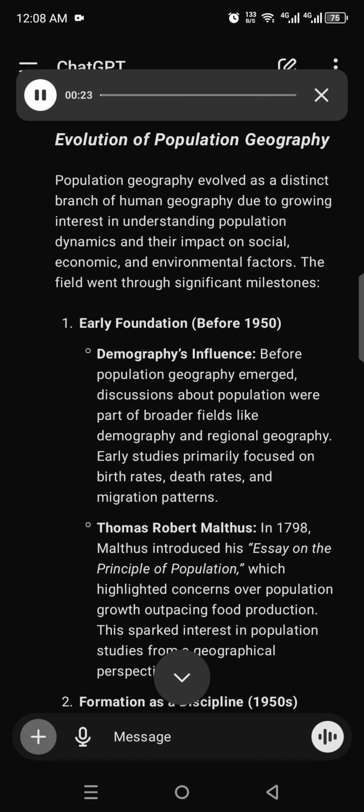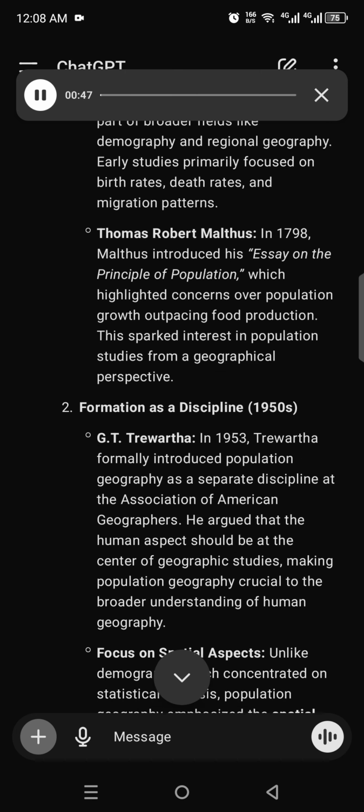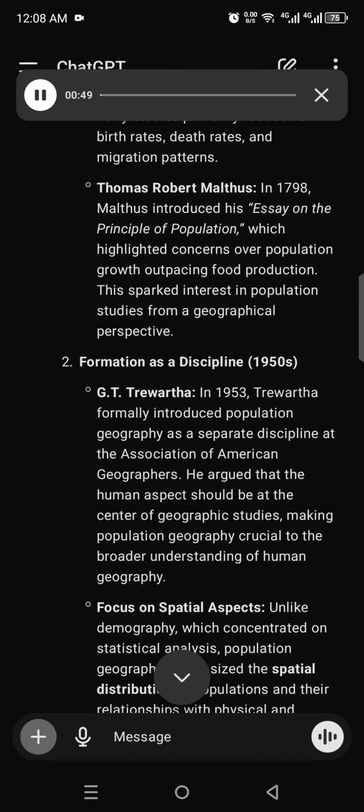1. Early foundation before 1950. Demography's influence. Before population geography emerged, discussions about population were part of broader fields like demography and regional geography. Early studies primarily focused on birth rates, death rates, and migration patterns. Thomas Robert Malthus. In 1798, Malthus introduced his Essay on the Principle of Population, which highlighted concerns over population growth outpacing food production. This sparked interest in population studies from a geographical perspective.